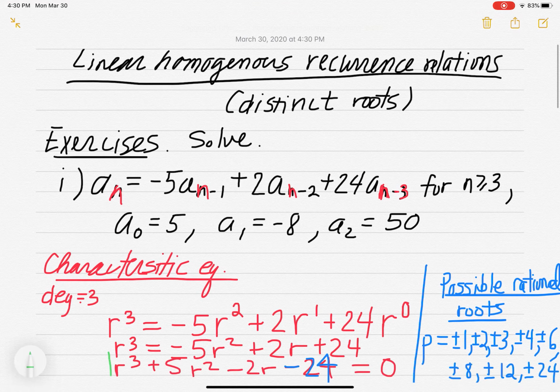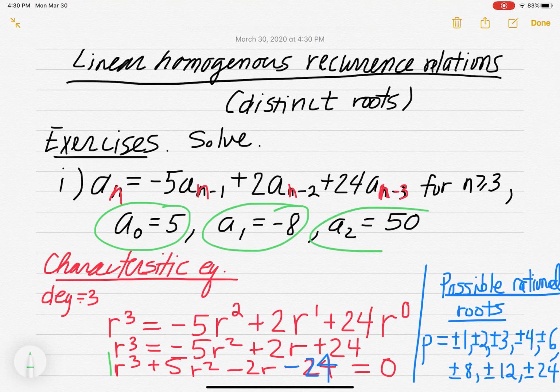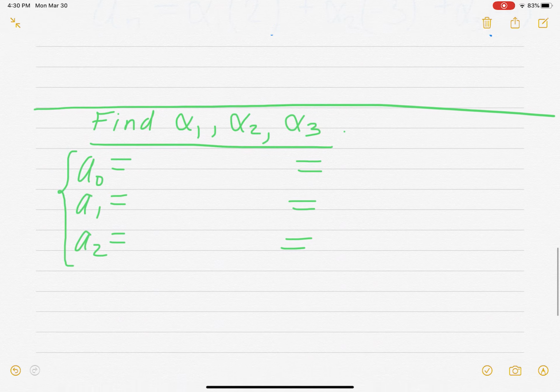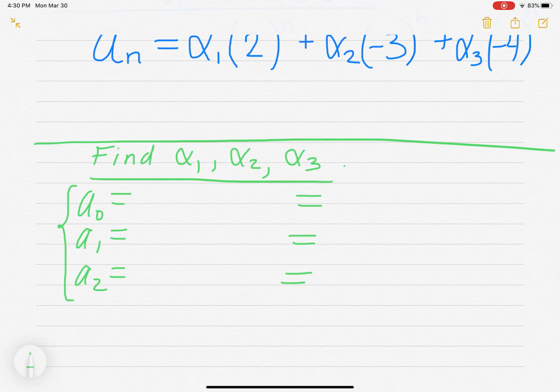Here are my initial conditions. A0 is 5, A1 is negative 8, A2 is 50. 5, negative 8, and 50. Let's see if I can remember that.